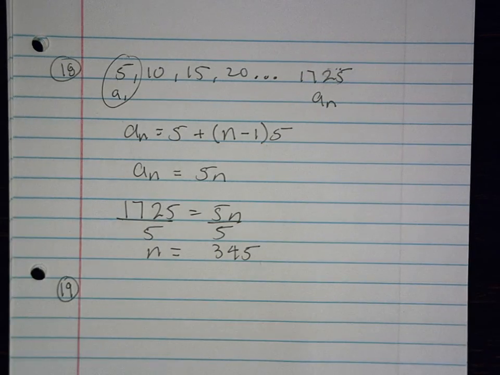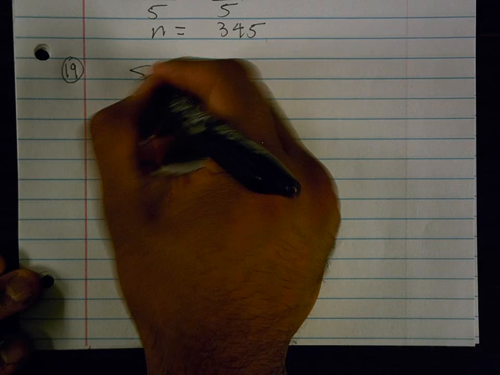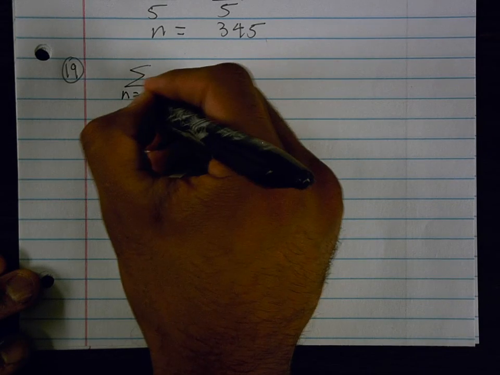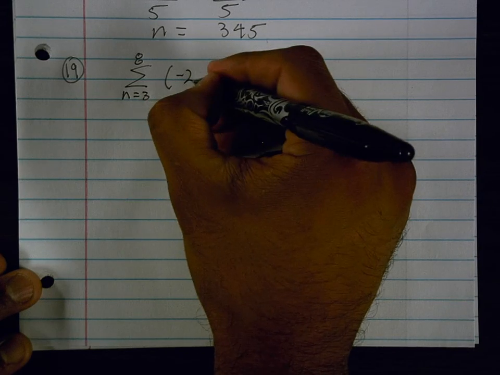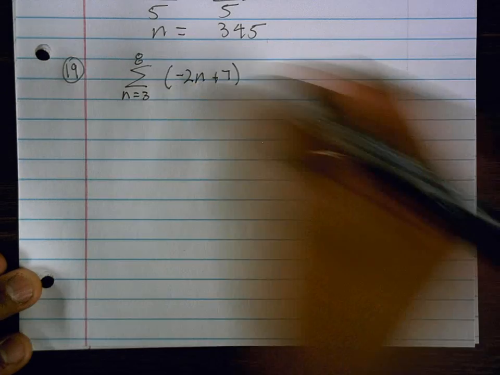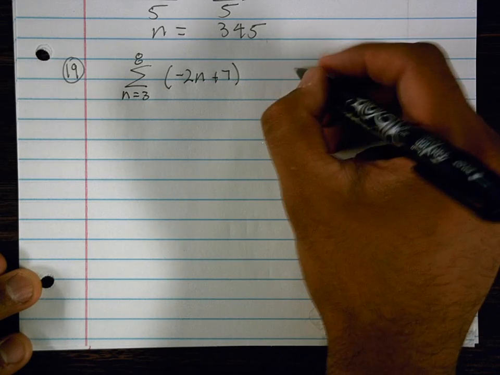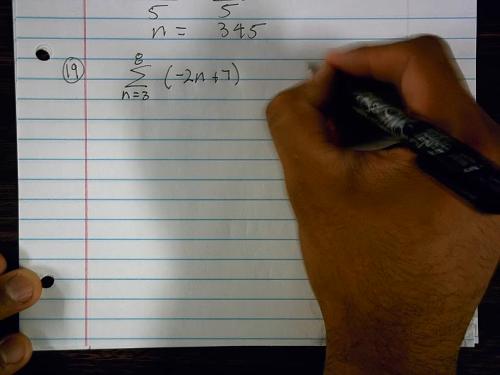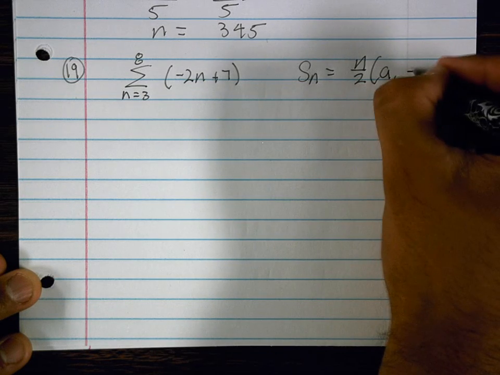19. Number 19, they want us to find how many terms there are plus the sum. Now you got to be careful here. We're starting from 3, not from 8. We're starting from the third term in the sequence. Okay. So basically this is still arithmetic because there's no n's in the powers and the exponents. So we're still using this. We just got to find everything.